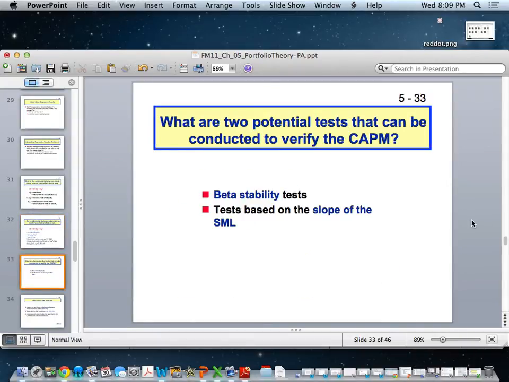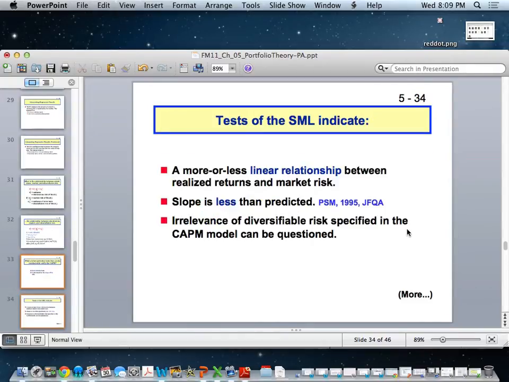What are the two potential tests that can be conducted to verify the capital asset pricing model? One is the beta stability test, and the other is the test based on the slope of the SML. Now see, some of you are dealing with this or thinking about it. It's like, okay, we got betas or we got betas from the web. But that was September 15th or 17th. What now?